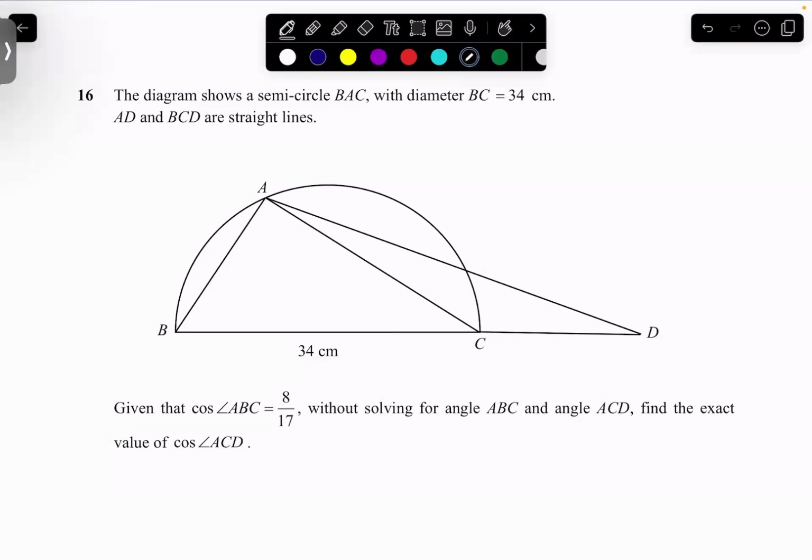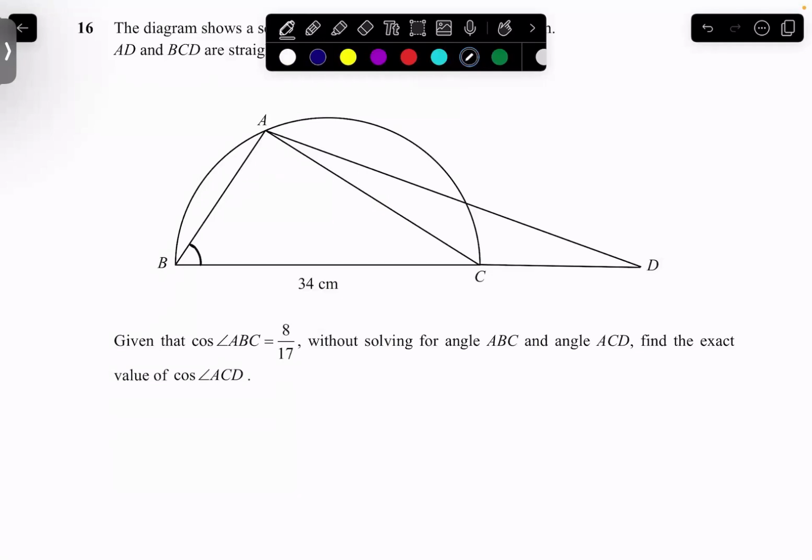Question 16. The diagram shows a semicircle BAC with diameter BC equal to 34 cm. Given that cosine ABC equals 8 out of 17, cosine ABC, so this angle down here. Without solving for angle ABC and angle ACD, find the exact value of cosine ACD. This is a semicircle, but don't forget the properties of a circle. BC is a diameter. So by the property of a semicircle, C travels to a point, B also travels to the same point. So this is a right angle.